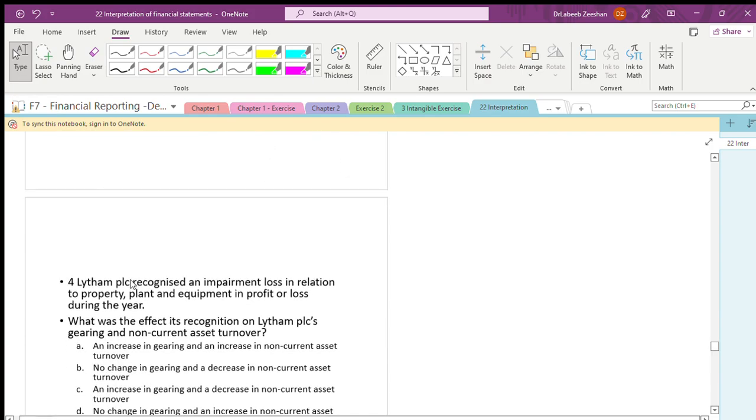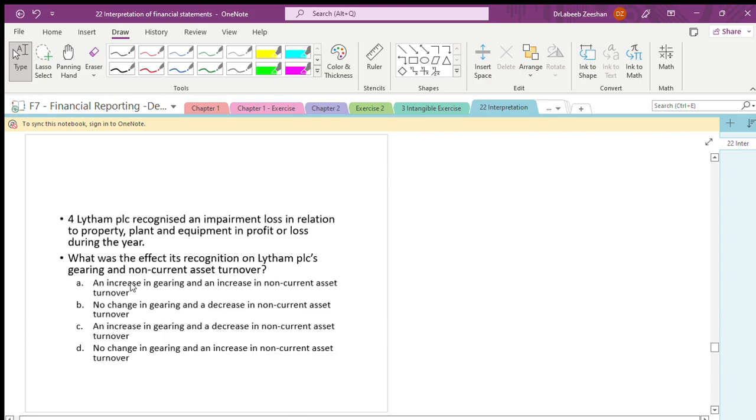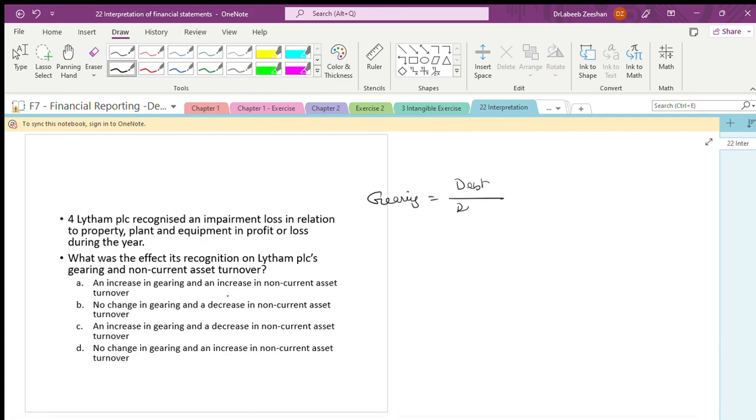Next. Latham PLC recognized an impairment loss in relation to property, plant and equipment in the profit and loss account during the year. What was the effect of its recognition on Latham's gearing and non-current assets turnover ratio? What happens to the gearing? Gearing is nothing but debt divided by debt plus equity.